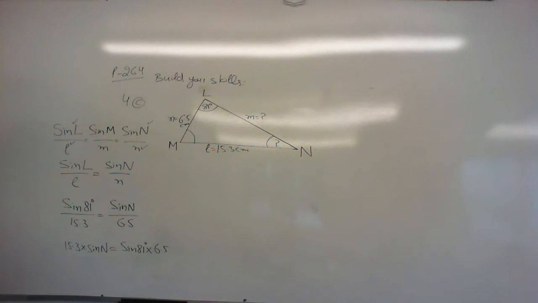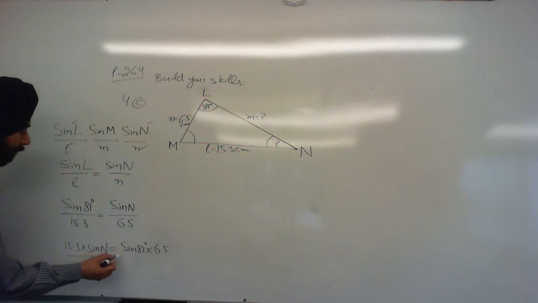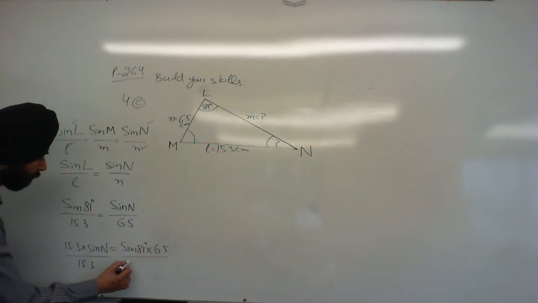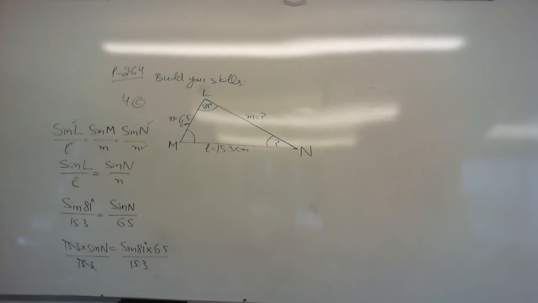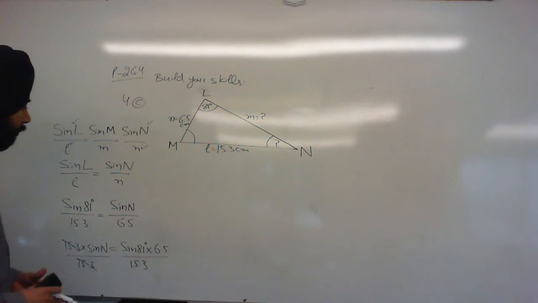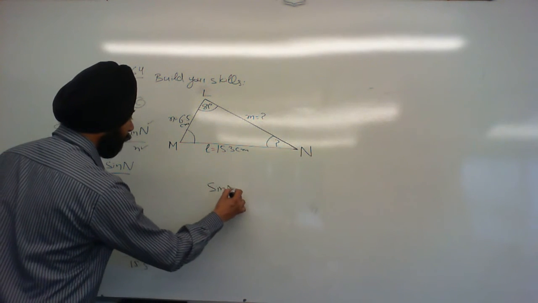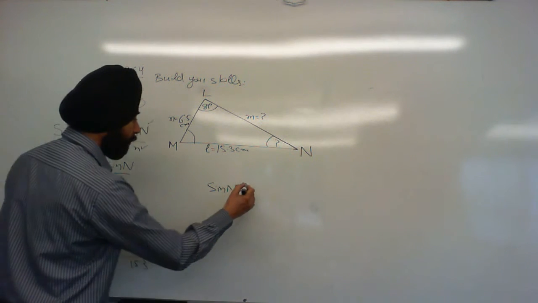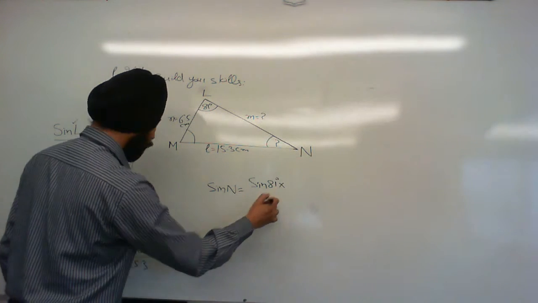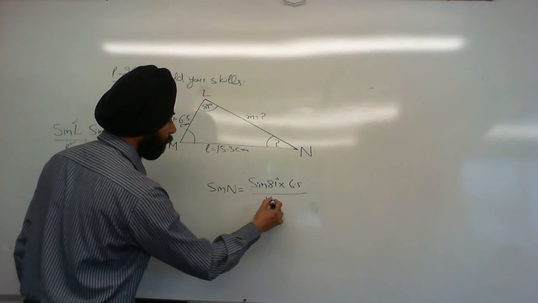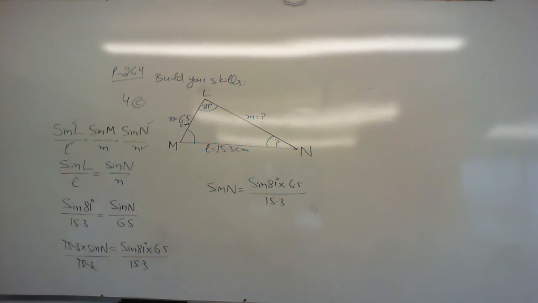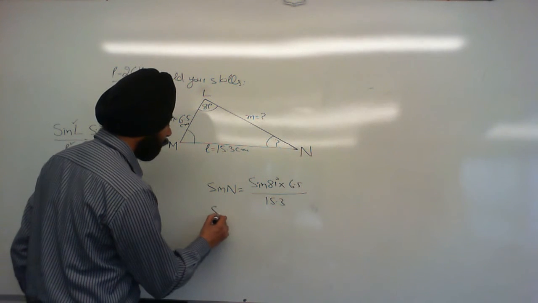And what's the next thing to do? You have to isolate sine n. What will you do on both sides? Right. Divide both sides by 15.3. This way you will be able to cancel 15.3 with 15.3. And it leaves you with sine n. Sine n is equal to sine 81 times 6.5 divided by 15.3. So solve it, that will give you sine n.